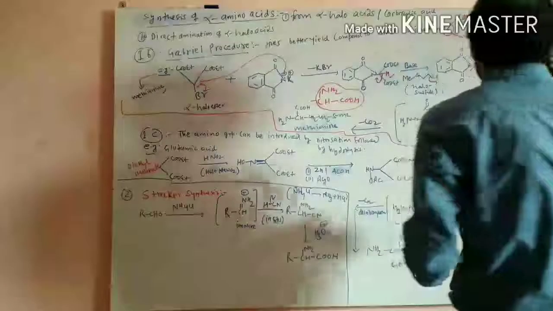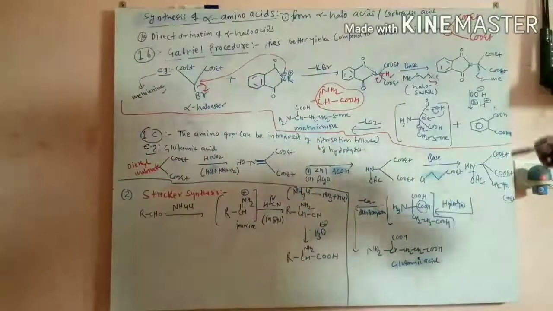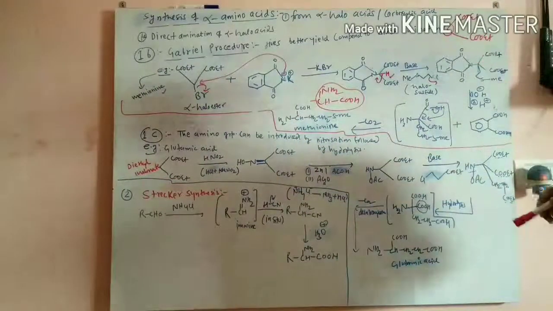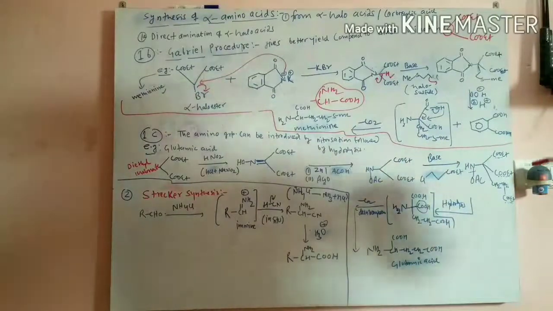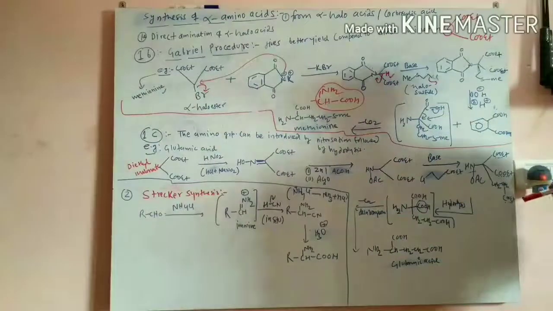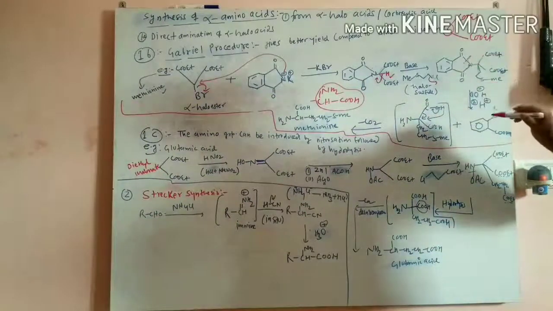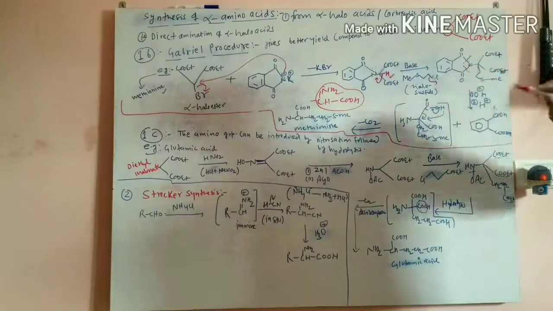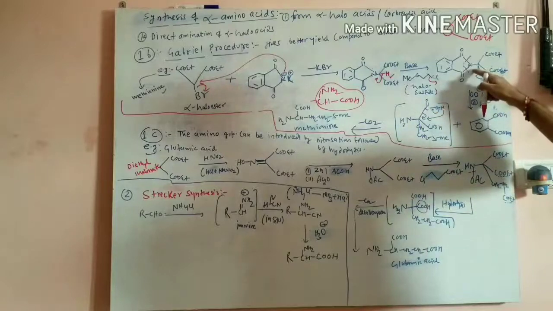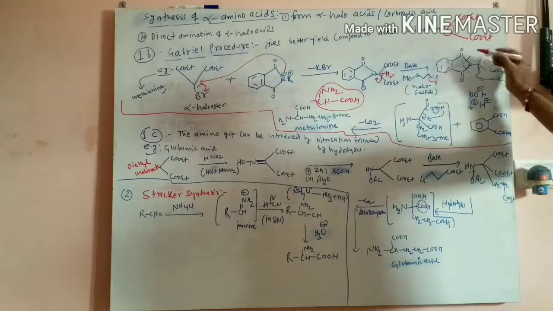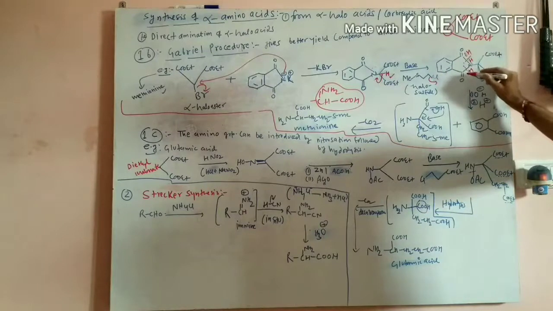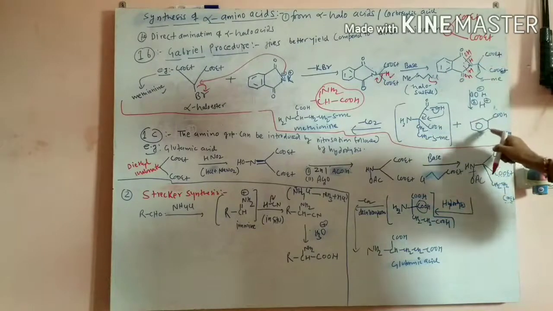Then now we want an NH2 group here and a carboxyl group. So what we will do, we will hydrolyze it. Once we hydrolyze it, this bond will be hydrolyzed because this is an amide bond. This will also hydrolyze, converting this moiety. H will go here, OH will go here, and H will go here, OH will go here. This will convert it into this.